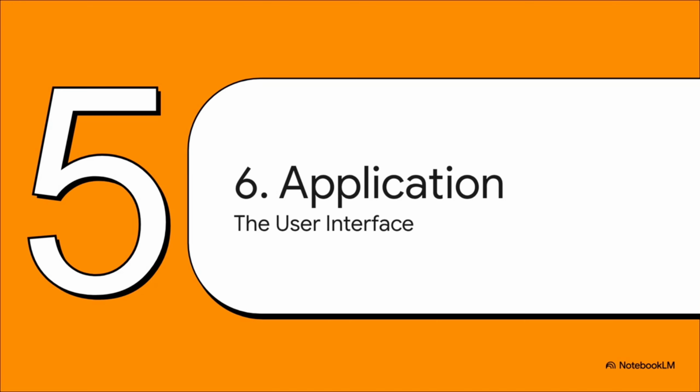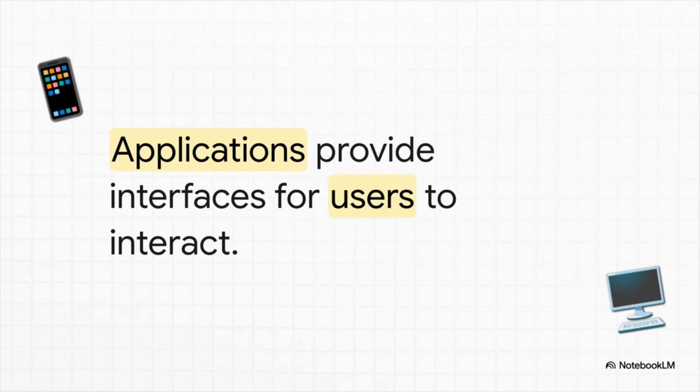Arriving at the final piece of the puzzle, block number 6, application. Applications provide the interfaces through which users interact with the system. Now, what's really interesting about this slide is that despite all the incredibly complex layers beneath it, the sensors, the protocols, the security algorithms, this is often the only block the user actually sees. It's the front door of our blueprint.